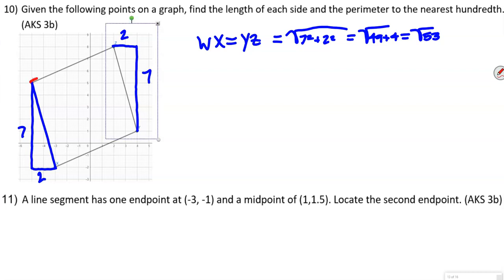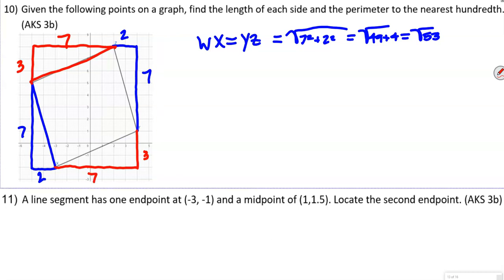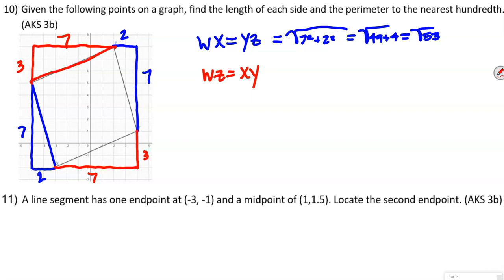Now we're going to talk about this other side, WZ. Okay, so this one's 1, 2, 3 up, and 1, 2, 3, 4, 5, 6, 7 over. Okay, this one's 3 down, and 1, 2, 3, 4, 5, 6, 7 over again. Okay, so when we talk about WZ, it's equal to XY. Why? Because, again, the triangle sides of our right triangle are the same. So we're going to do 7 squared plus 3 squared this time. That's equal to 49 plus 9. That's equal to the square root of 58.